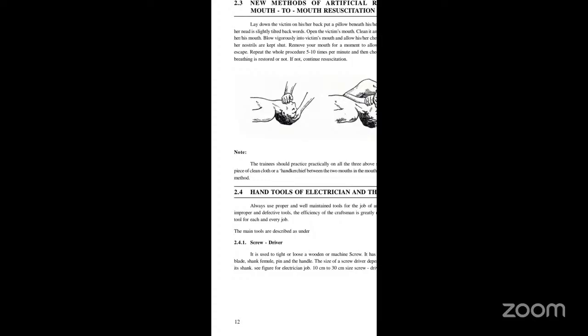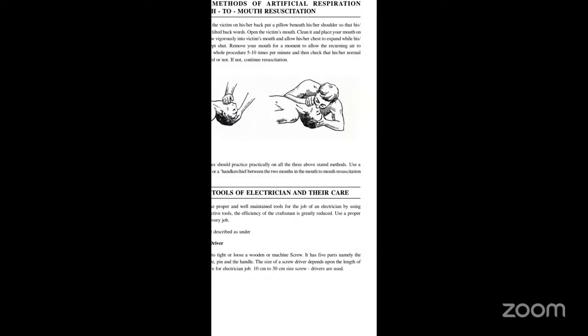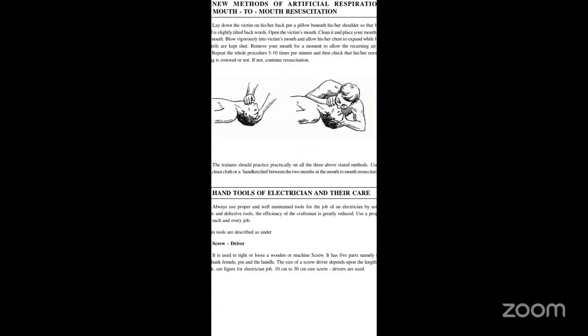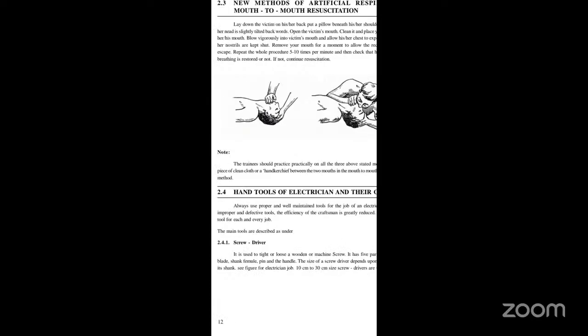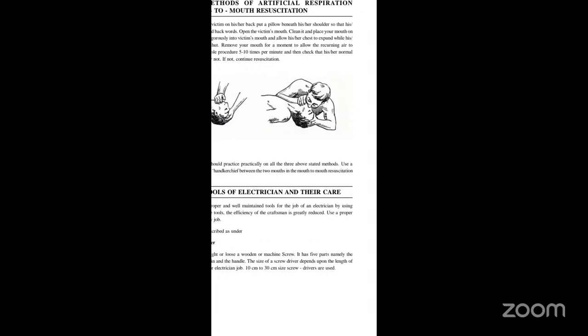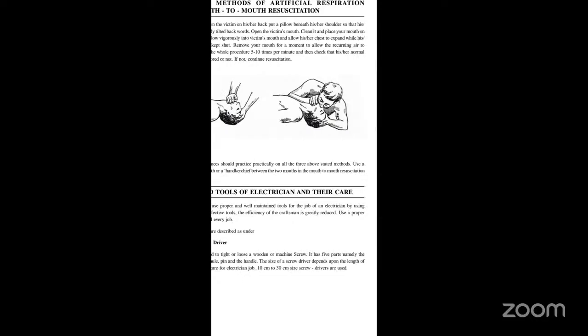The main tools are described as under: screwdriver. It is used to tighten or loosen a wooden or machine screw. It has five parts, namely the blade, shank, ferrule, pin, and the handle. The size of the screwdriver depends upon the length of its shank. See figure. For electrician jobs, 10 centimeters to 30 centimeters size screwdrivers are used.